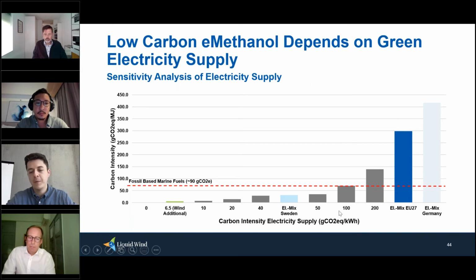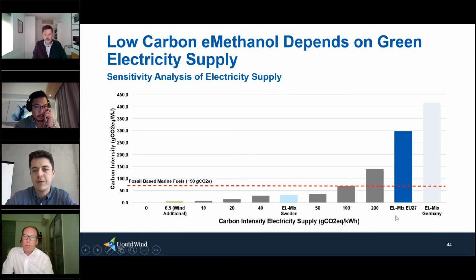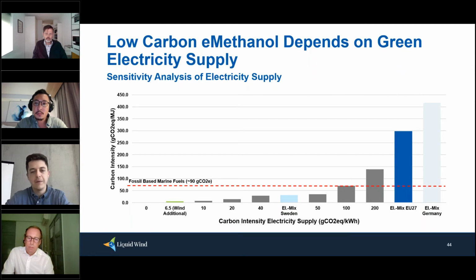But for example, if we were to use electricity from the average grid in the EU, we would end up with more than three times the life cycle emissions of, for example, marine fuels. Therefore, the electricity source is the main driver for the sustainability of these marine fuels or e-fuels, especially.